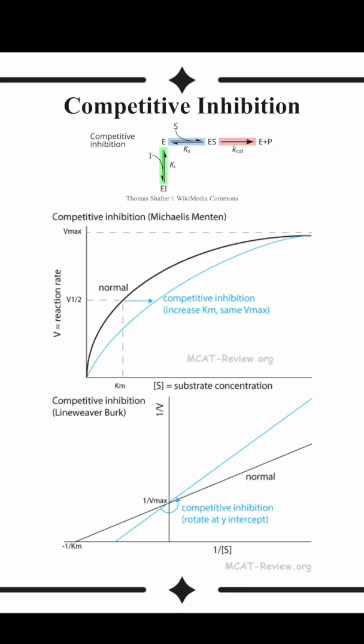Looking at our Lineweaver-Burk plot, Vmax stays the same, so the y-intercept doesn't change. The x-intercept gets closer to 0 because Km increases here.